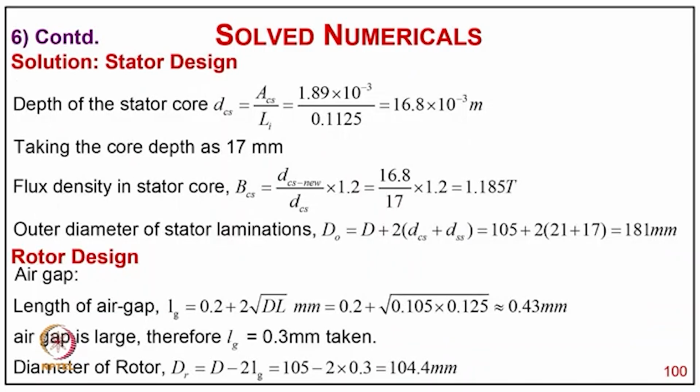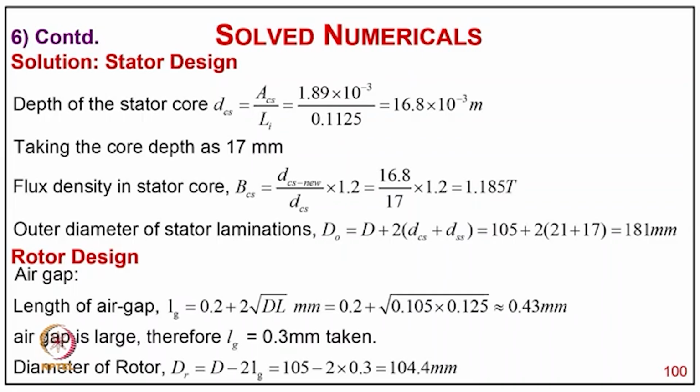Now depth of the stator core DCS equals ACS upon Li, so it comes 16.8 × 10^-3 meter, and taking a core depth of 17 millimeter. So flux density in the stator core BCS equals DCS into 1.2 divided by DCS, it comes 1.18 Tesla. So outer diameter of stator DO equals D plus 2 DCS plus DS, so it comes 118 millimeter.